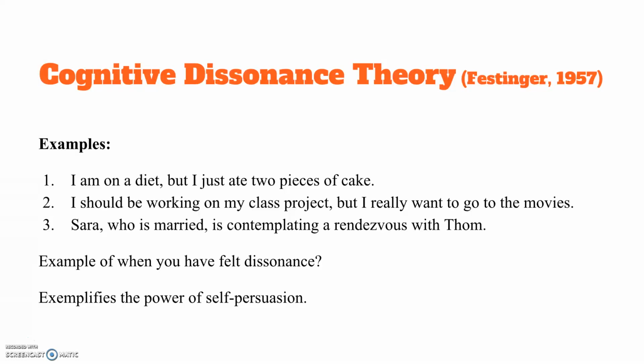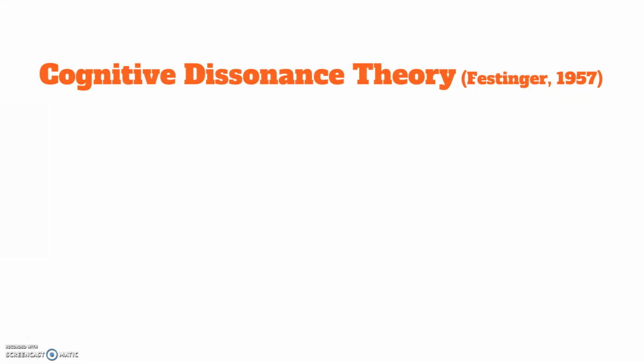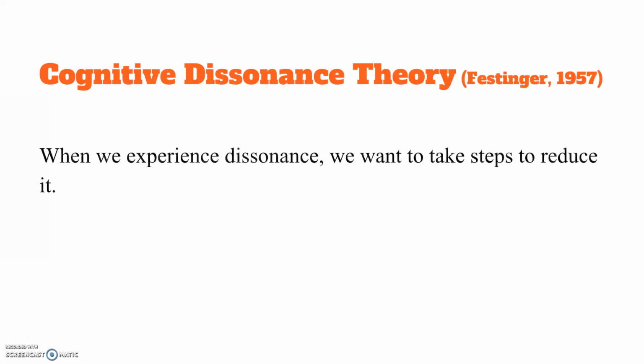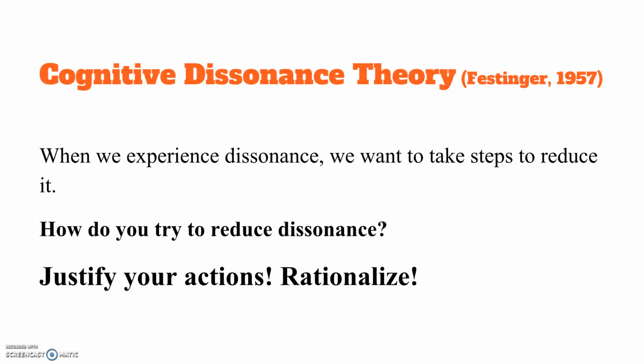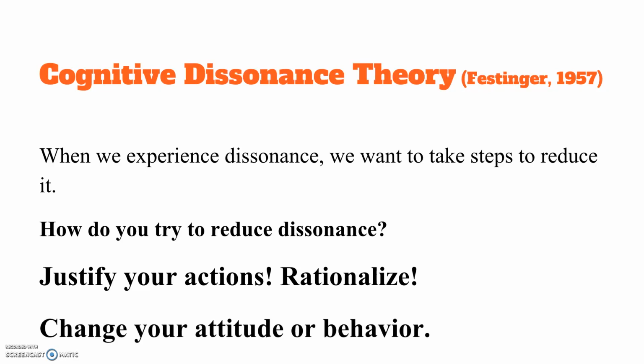So this theory really exemplifies the power of self-persuasion. In other words, it says that we persuade ourselves actually because we don't like dissonance, right? When we experience dissonance, we want to take steps to reduce it. So how do you try to reduce dissonance? You justify your actions, you rationalize. And humans are famous for rationalizing all the time. Okay? You can also change your attitude or behavior. So something has to change to make sure that you reduce the dissonance of your thoughts.